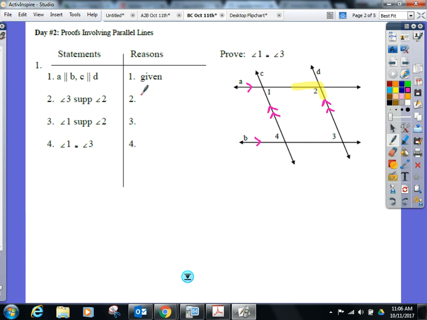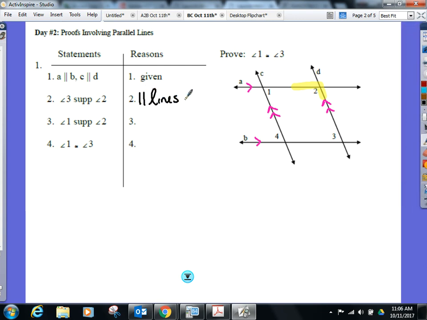So our reason is what we wrote yesterday. Parallel lines. We write the arrow, which means implies. What type of angles again? Same side interior angles. And that's not going to be good enough. What about them? They are supplementary. Okay, same side interior angles are supplementary.